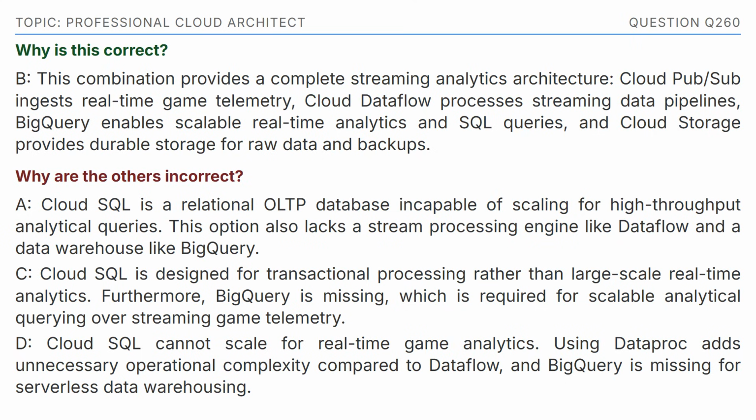Why are the others incorrect? A. Cloud SQL is a relational OLTP database incapable of scaling for high-throughput analytical queries. This option also lacks a stream processing engine like Dataflow and a data warehouse like BigQuery. C. Cloud SQL is designed for transactional processing rather than large-scale real-time analytics. Furthermore, BigQuery is missing, which is required for scalable analytical querying over streaming game telemetry.